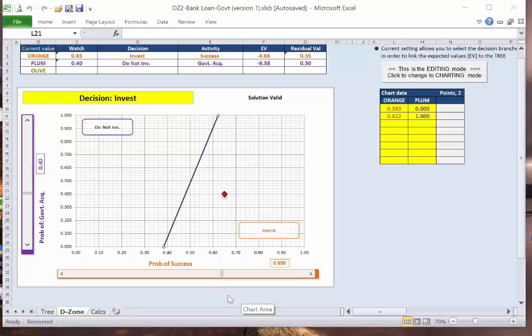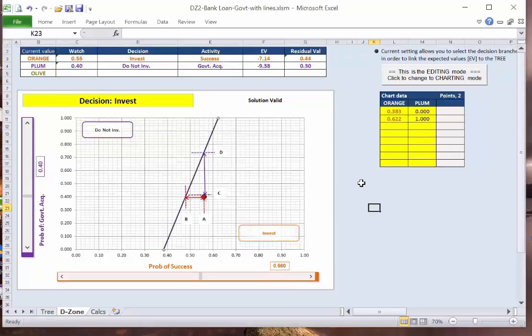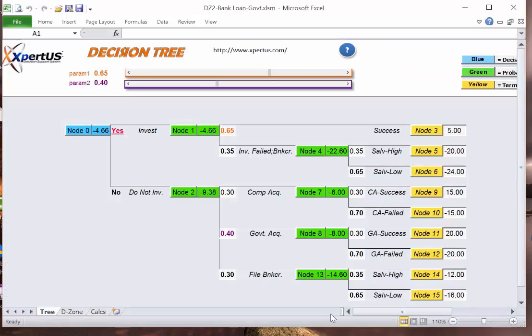There is no way that anyone could have arrived at this decision without something like a D-zone map. So please note that the horizontal and vertical distances of the diamond from the demarcation line provides management necessary information to evaluate the sensitivity of our original assumptions. Now, in this problem, we had three possible outcomes here: competitor acquisition, government acquisition, and the bankruptcy. And we studied the impact of government acquisition.